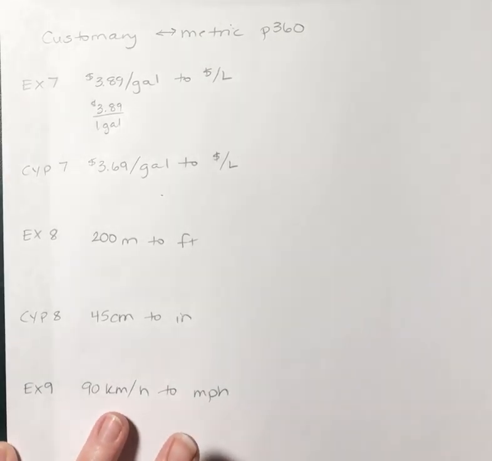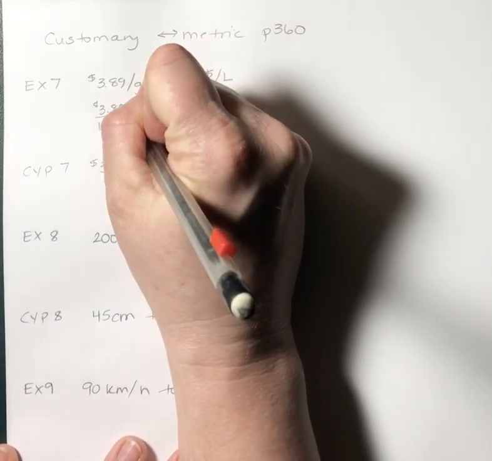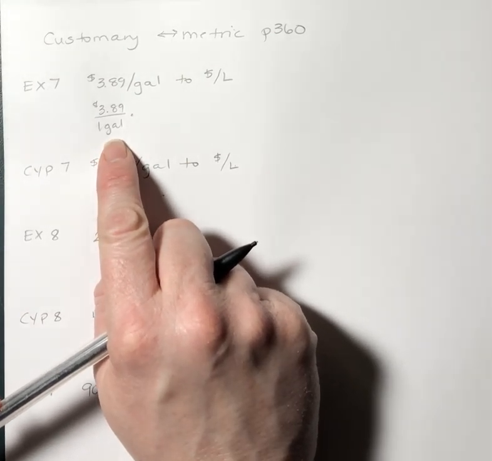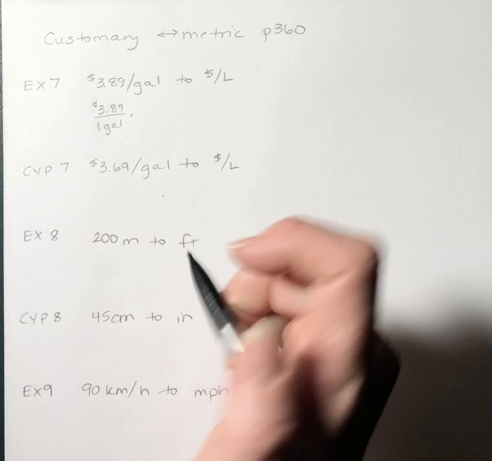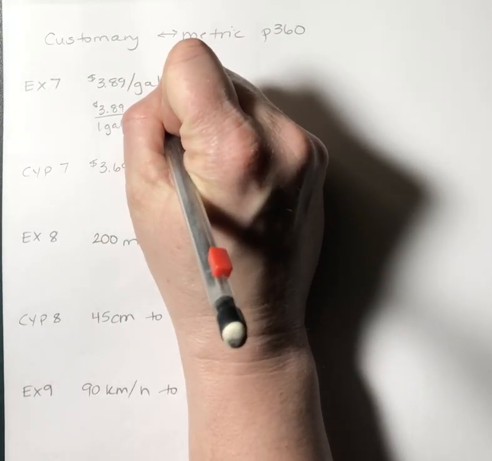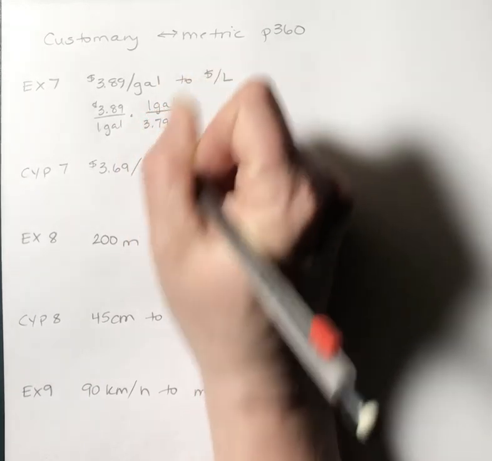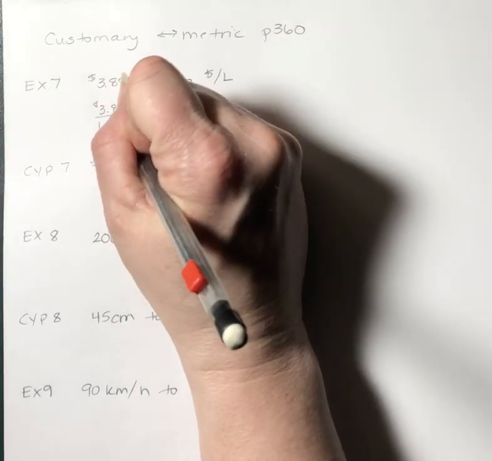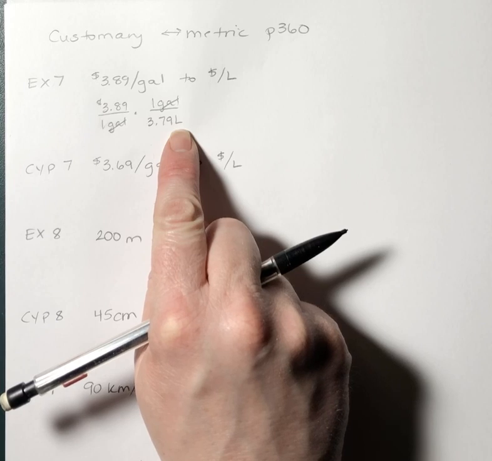So I have gallons. I look on the conversion chart, and 1 gallon is equivalent to 3.79 liters. Gallons are on bottom here, so I want them on top here so that they can cancel. And now I'm left with dollars per liter, okay?